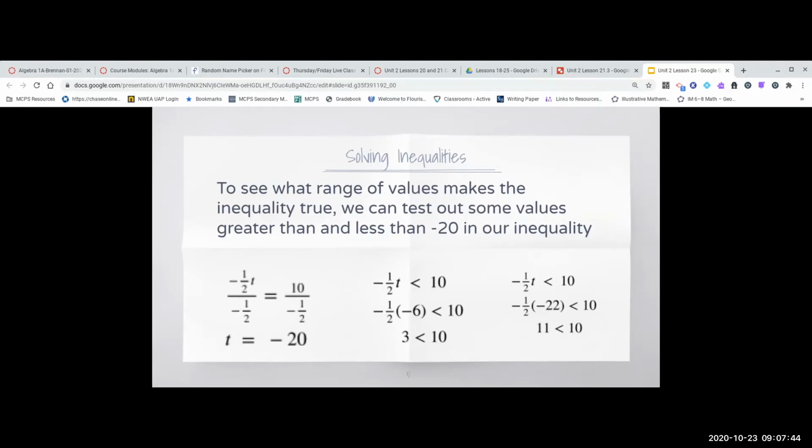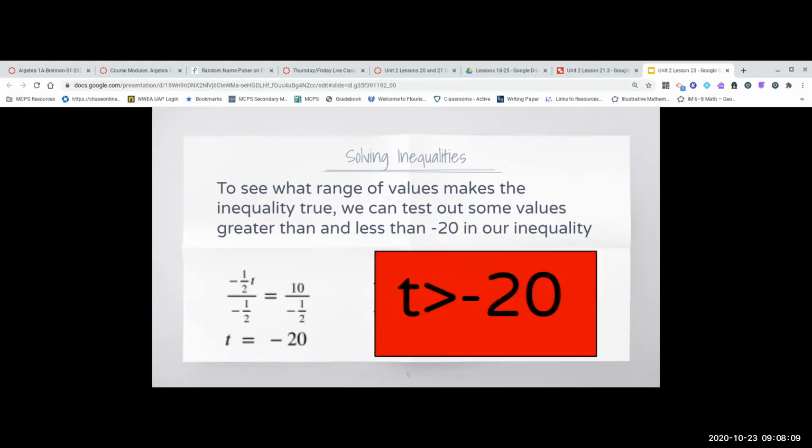So that tells me something really, really important. That tells me that any number I pick greater than -20, that works. That gives me a true inequality statement at the end. Those are all solutions. Any number that I chose that's less than -20, that does not work. That gives me a false inequality statement at the end. So I can say my solution set is that t is greater than -20. So that's a recap of solving.